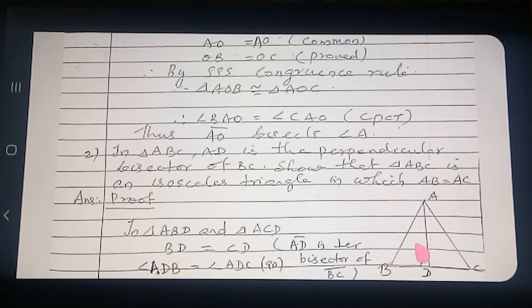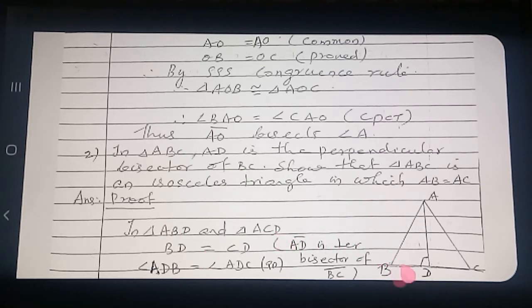Okay, but if you say ADB, then saying ACD is wrong, because AD is the common part, so the vertices have to come in the correct, corresponding places. Then only the congruence will come. That is why I am specifying that point again. So in triangle ABD, you have to take ACD. Clear? So in triangle ABD and ACD, what can you say?